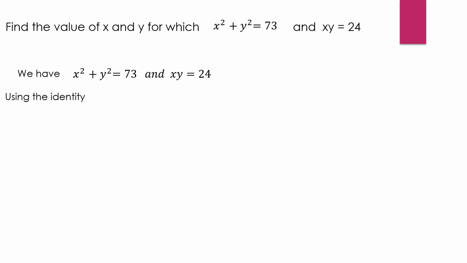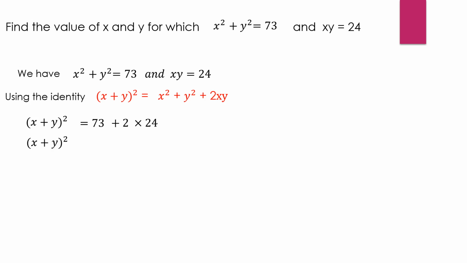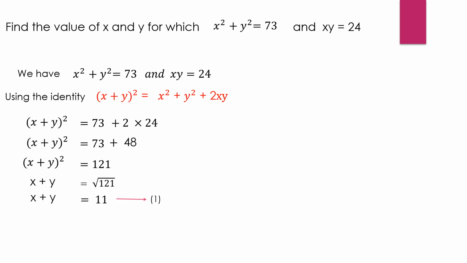Which identity? Correct. x plus y the whole square equal to x square plus y square plus 2xy. That is, x plus y the whole square equal to 73 plus 2 times 24. Isn't it? Good. That is, x plus y the whole square equal to 73 plus 2 times 24 gives 48. So x plus y the whole square becomes, add these two. Correct, it's 121. So what will be x plus y? Yes, square root of 121. And what is that? Yes, it's 11. So we got one equation as x plus y equal to 11.